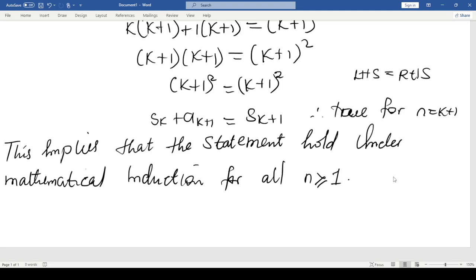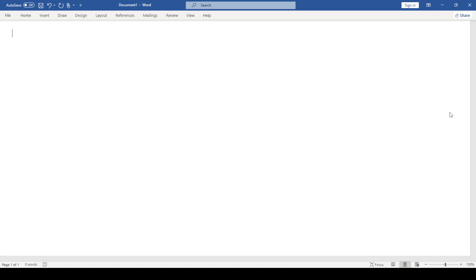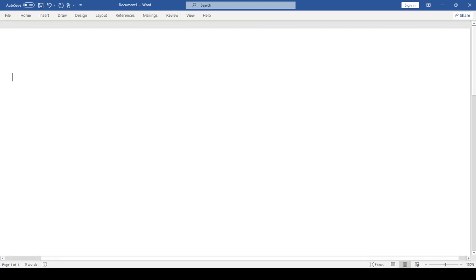So let me just erase everything that we have here. Then we'll look at a new example there. Okay. So the next example here is a bit different from what we did earlier on. So let's say example here.